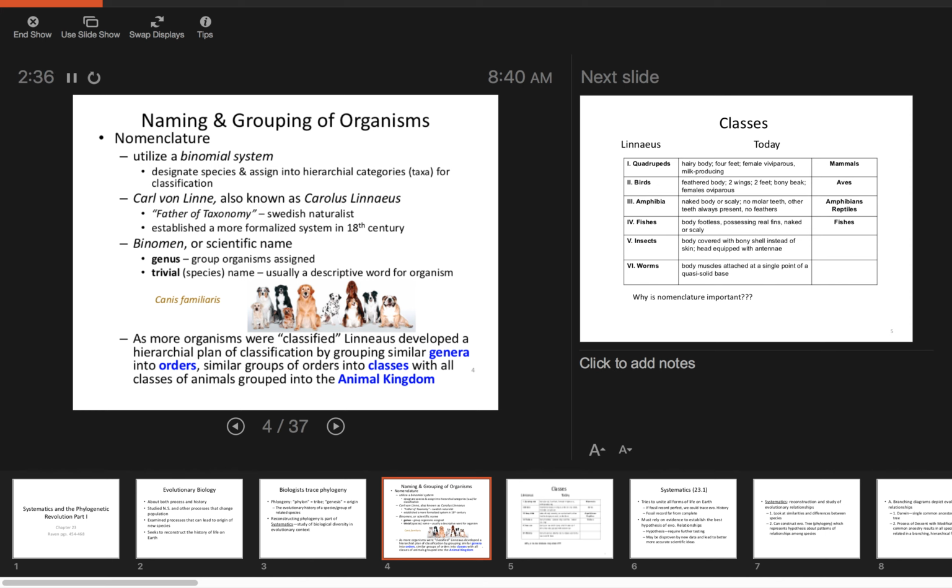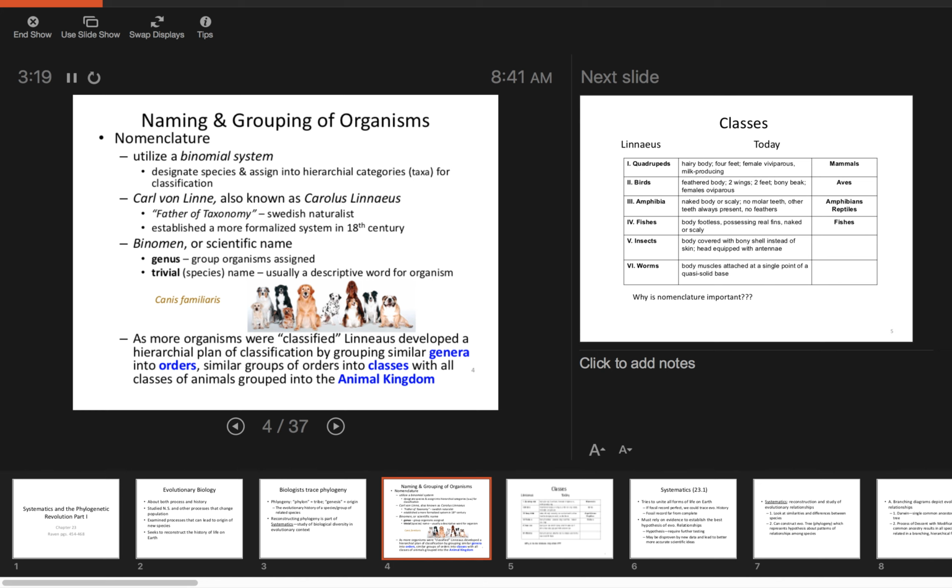So naming and grouping of organisms, this is going to be a review of Life Science 7 with nomenclature, how animals are named with a two-name system called the binomial system. You have a genus name and then a species name. This was invented by Carl von Linné, also known as Carolus Linnaeus, father of taxonomy, a Swedish naturalist who started to give scientific names to animals. So the genus is the first name and then the species. We are Homo sapiens. Dogs are Canis familiaris. All bears are Ursus, but the polar bear is Ursus maritimus.